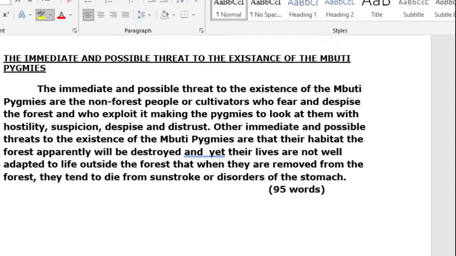Lastly, the subject. The subject is on the immediate and possible threat. It is there in the first sentence, our topic sentence. The second sentence begins with other immediate and possible threats to the existence of the Mbuti. We have given another idea of the subject there. So just as a reminder, the subject of the sentences is very important in summary writing.